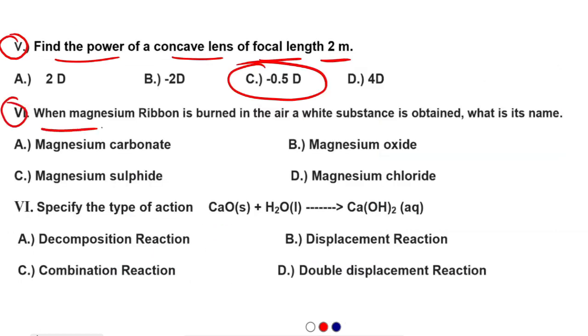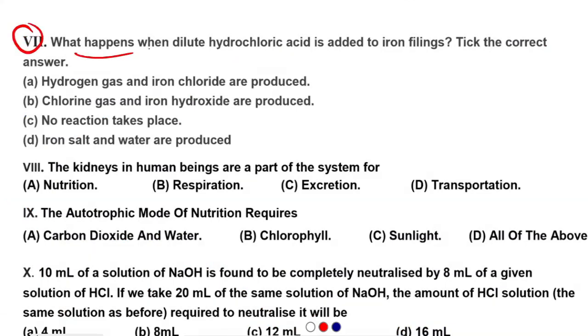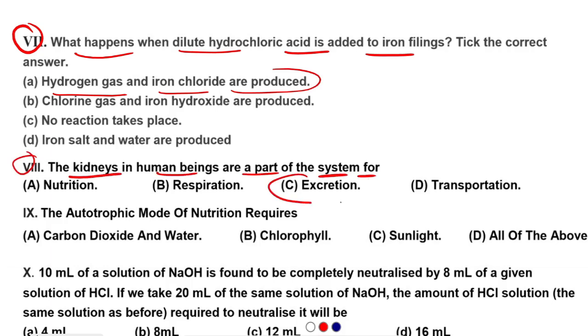Next, when magnesium ribbon is burned in the air, a white substance is obtained. What is its name? Magnesium oxide. Next, specify the type of reaction. Combination reaction. Next, what happens when dilute hydrochloric acid is added to iron filings? Hydrogen gas and iron chloride are produced. Next, the kidneys in human beings are a part of the system for excretion.